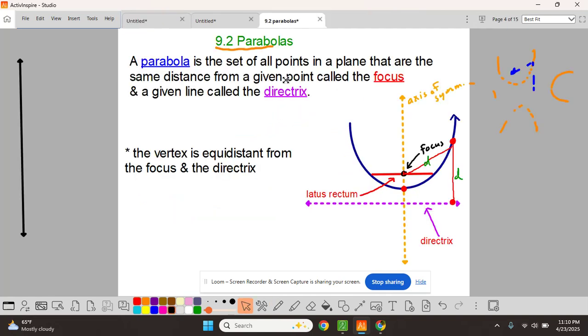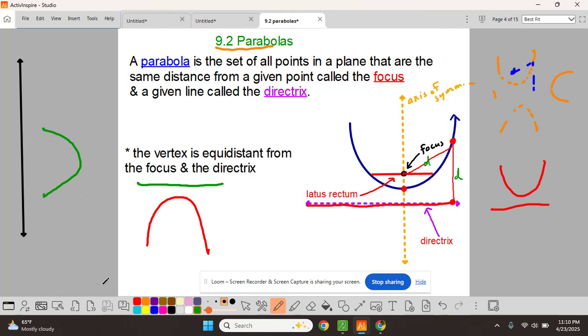Based on the definition given here, a parabola is a set of all points in a plane that are the same distance from a given point called the focus and a given line called the directrix. You will see in this picture that the directrix is on the back of the vertex. So if my parabola opens upward, this is my directrix. If my parabola opens downward, where do you think is my directrix? Above it. If my parabola opens to the left, my directrix is on the right side. If my parabola is opening to the right, my directrix is on its left.